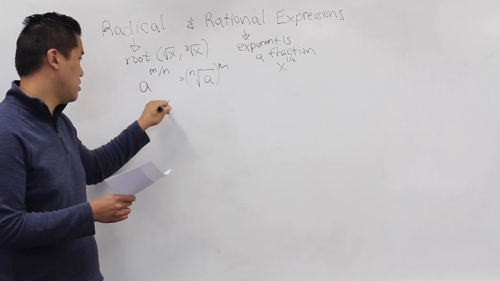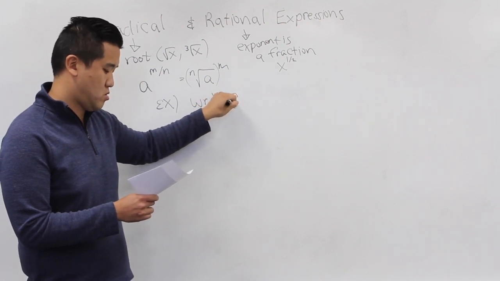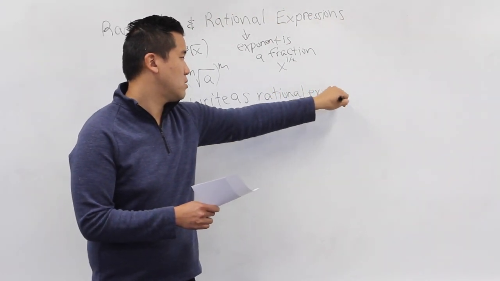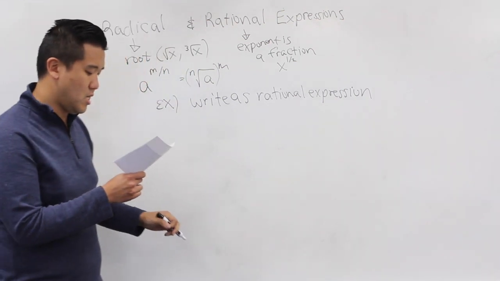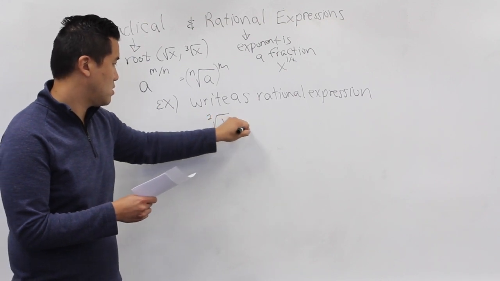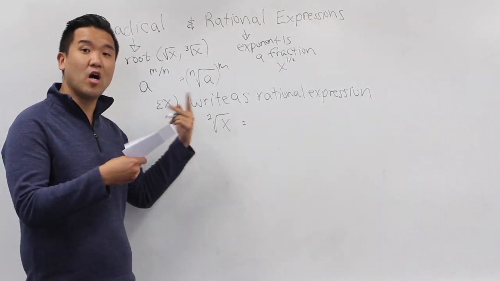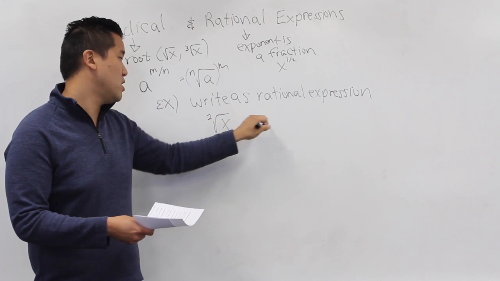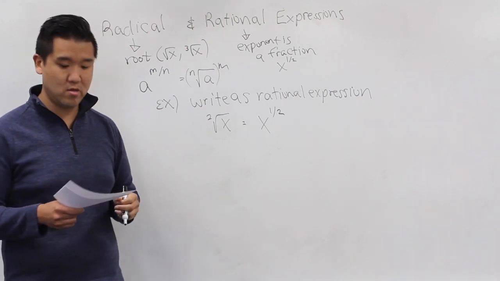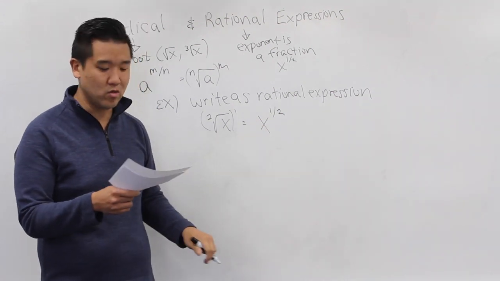For our first example, I want you to write this as a rational expression. So we're going backwards now. What is my root? Well, this is a square root, so 2 is my root. That means root is your denominator. So it's going to be x to the 1/2 power. The 1, technically it's to the 1 power. You don't see it, but it's technically there, so we have to put that in the numerator.